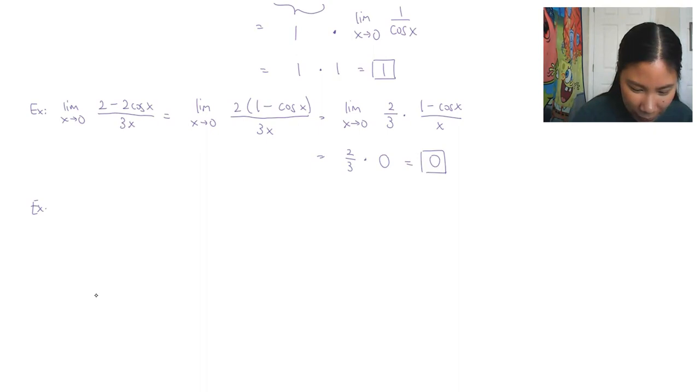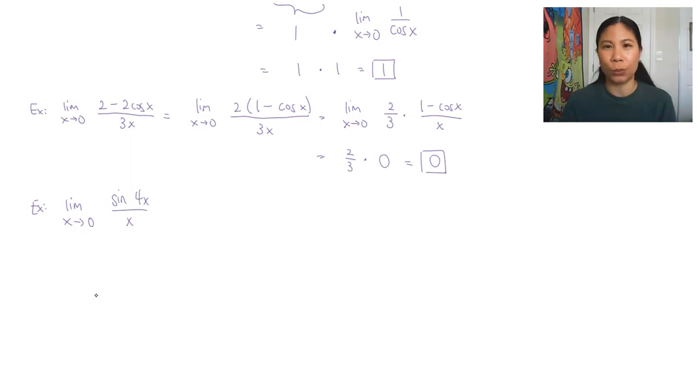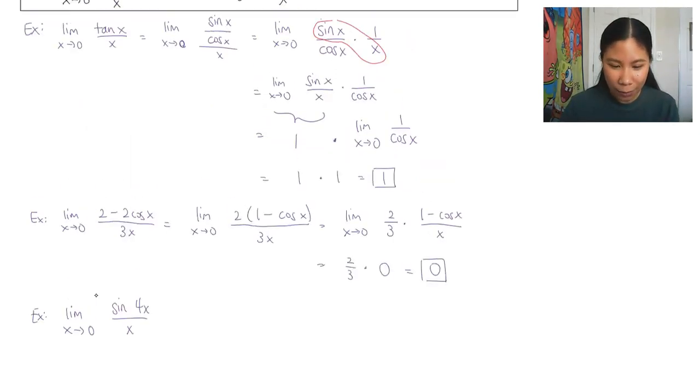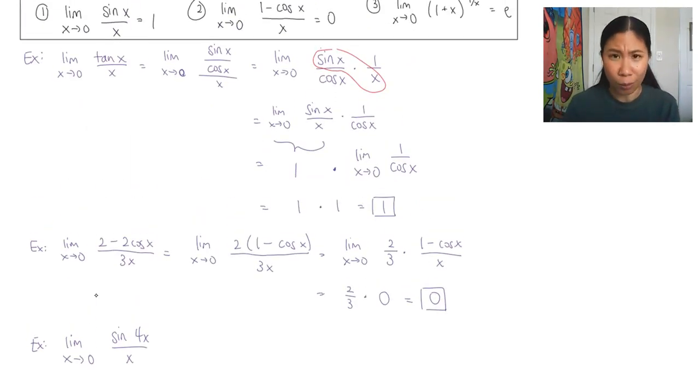Okay, let's try slightly more complicated now. We're going to do the limit as x approaches 0 of sine of 4x over x. Ooh, okay. So this kind of looks like our first special limit. Almost, but not quite. Because I have that 4 there in front of the x on top, whereas the special limit didn't.